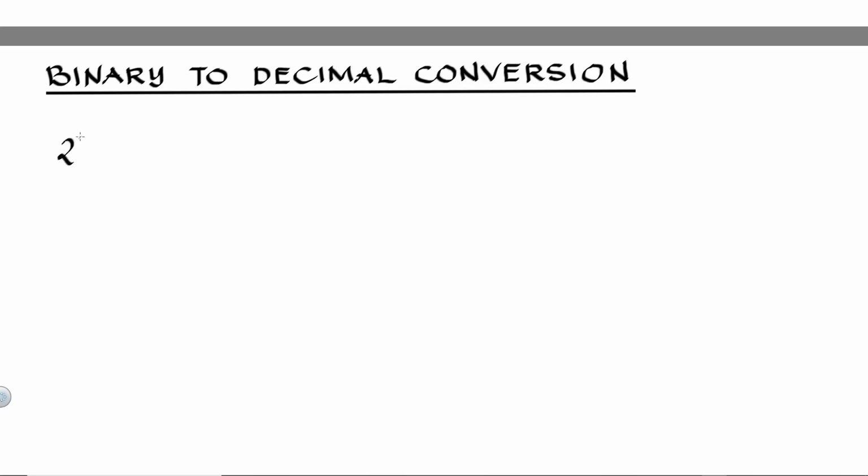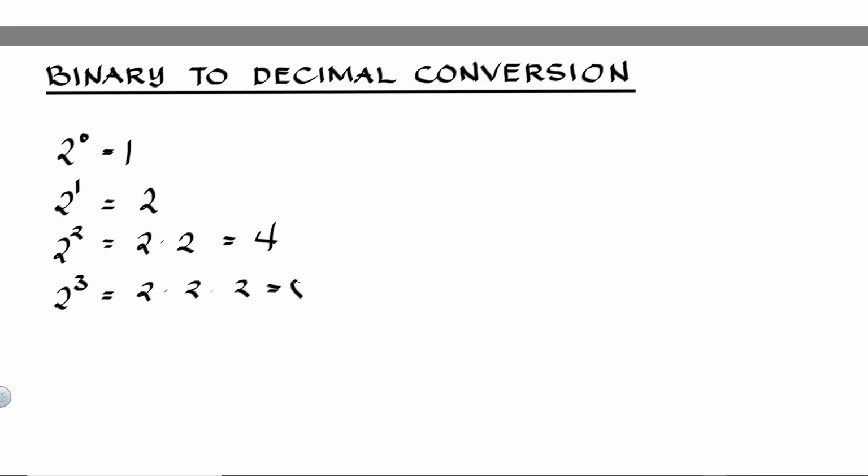We have 2 raised to 0 is equivalent to 1. Any number raised to 0 is equal to 1. 2 raised to 1 or 2 times 1 is equal to 2. 2 raised to 2 or 2 times 2 is equal to 4. 2 raised to 3 or 2 times 2 times 2 is equal to 8. 2 raised to 4 is equal to 16.